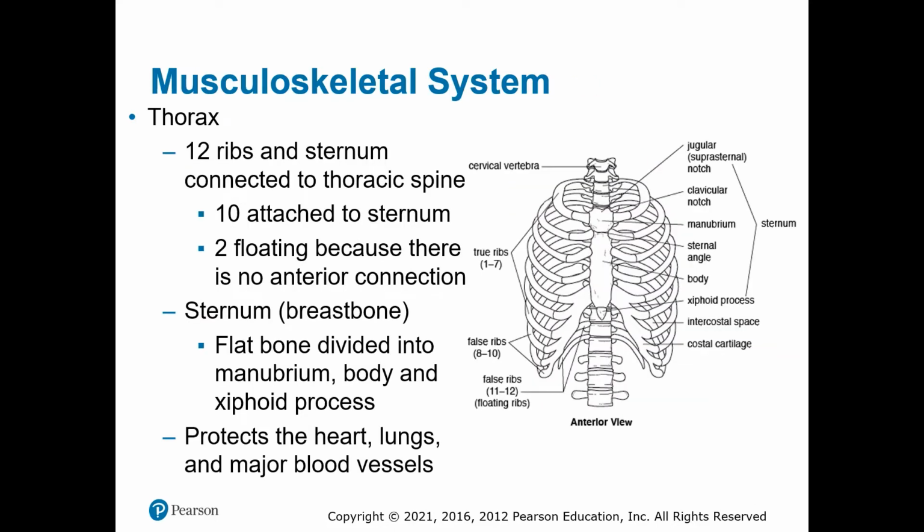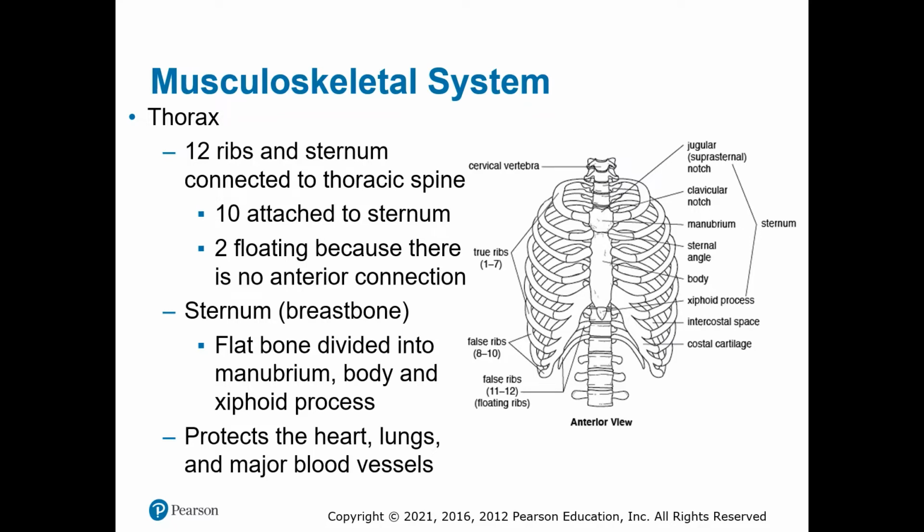In your thorax, which is your chest, you have 12 ribs and the sternum connected to the thoracic spine in the back. There are 10 attached to the sternum and 2 that are floating because there is no anterior connection to them.